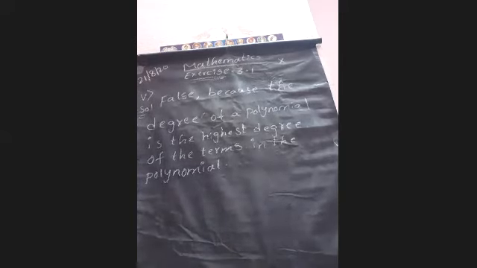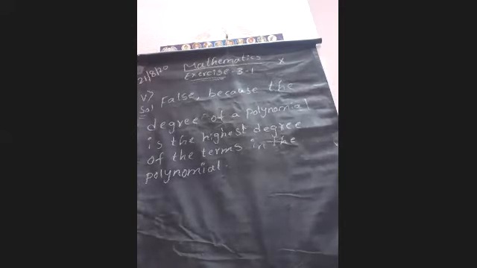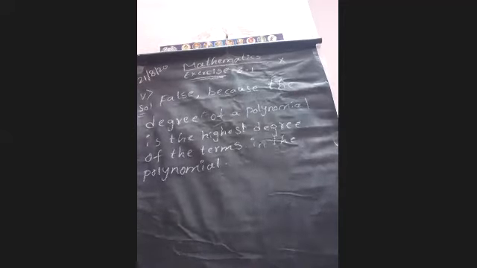Don't confuse the number of terms in a polynomial with the types of a polynomial according to the degree. Degree is different and terms are different. Number of terms means we have to check the expression and see how many terms are there. Types of polynomials according to the degree means we have to check the degree, the power. In the variables, how much is the highest power? Which one is the lowest power? It depends upon the degree.